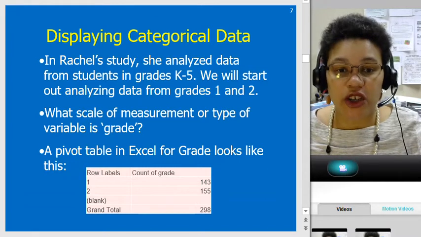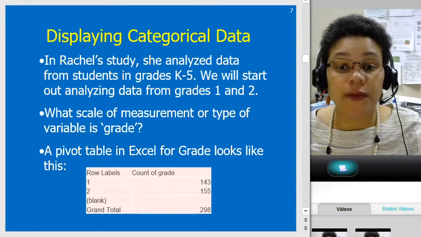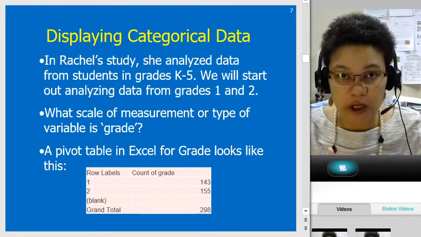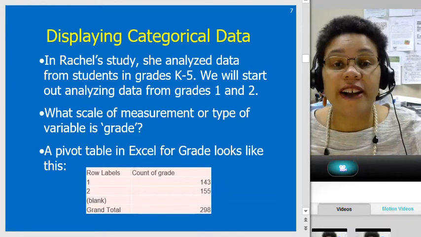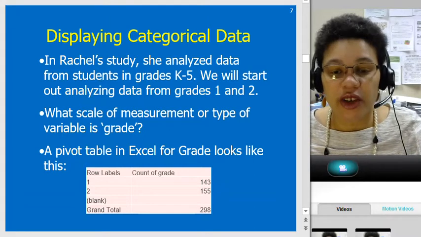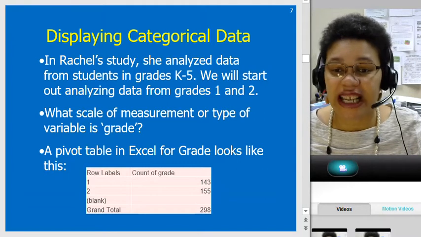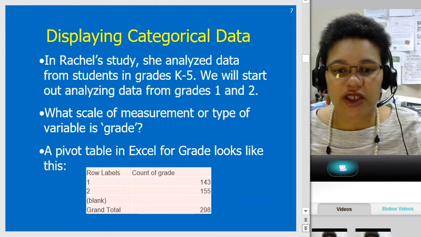For the first and second graders, we see that there were 143. The count of grade, the count of samples that we have were 143 first graders and 155 second graders for a total of 298 students. So almost 300 students.